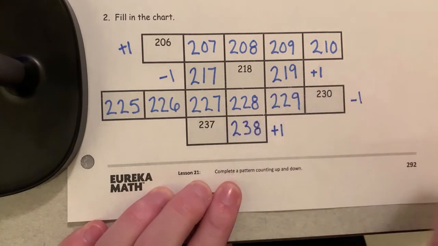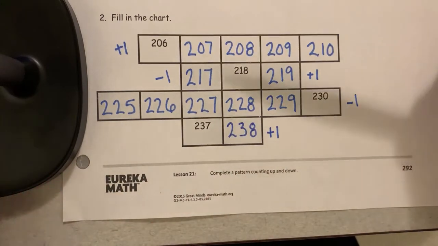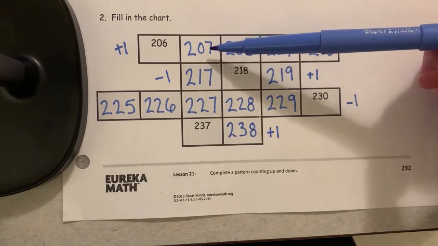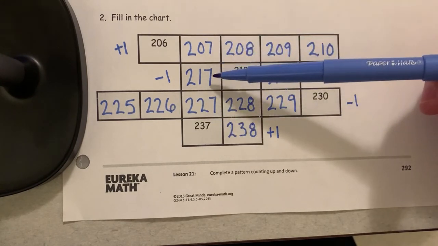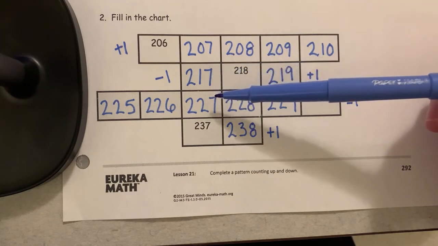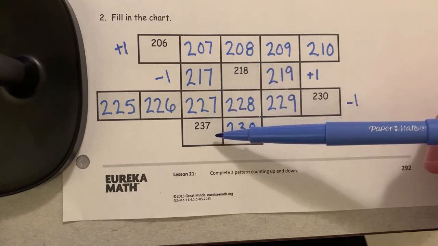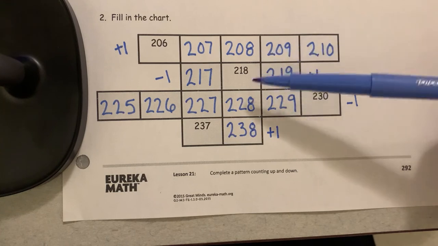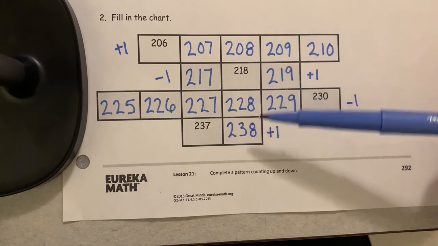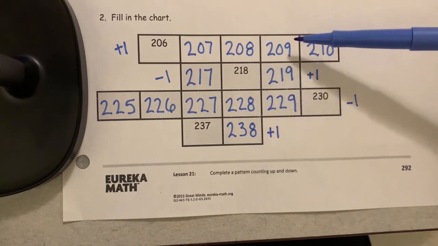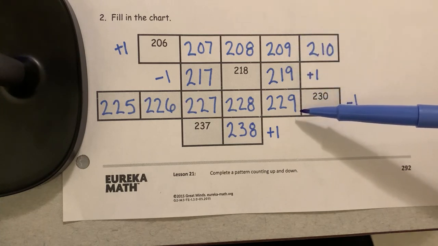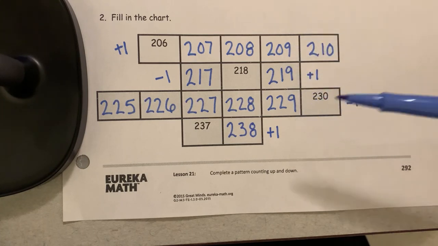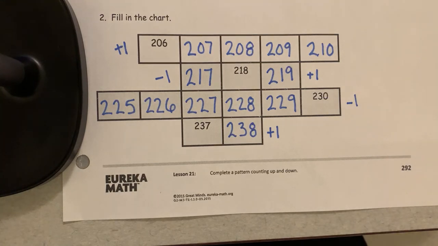And when we notice this chart, we notice it's going up by 10, so we go 207 to 217 to 227 to 237, 208 to 218, to 228, to 238, 209, to 219, to 229. All right, so that is our worksheet for today.